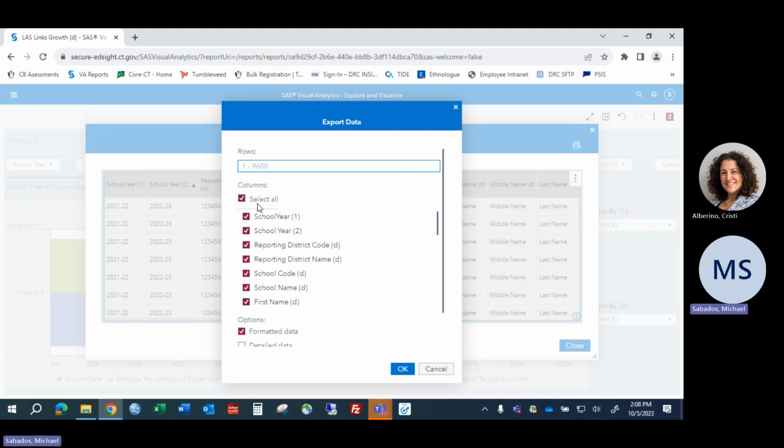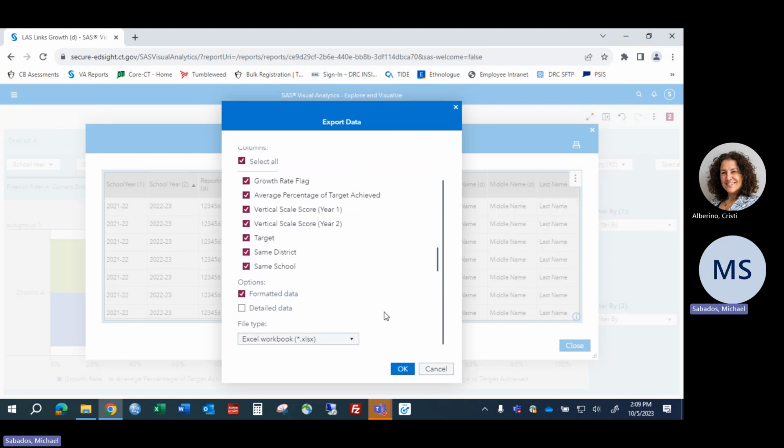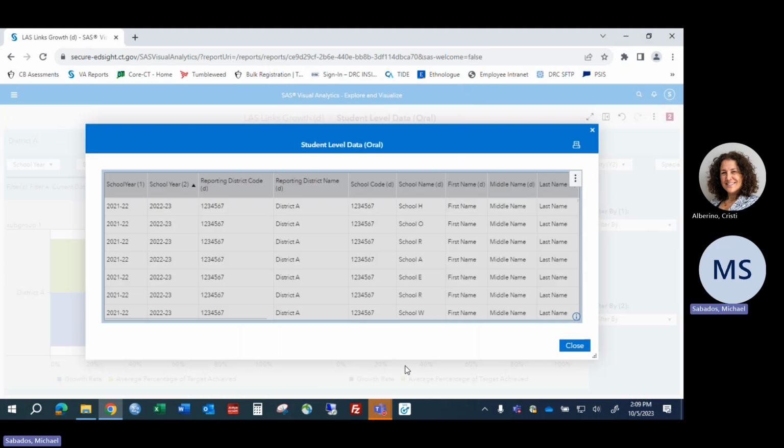When you click export, you get this list of all the different pieces of information that are available for that download. Let's say there's some information that you're not interested in having. All you have to do is unclick the box next to them, and that piece will not be included in the report. Once you've selected all the fields that you're interested in, you just click OK. And then that Excel workbook is downloaded to your folder.